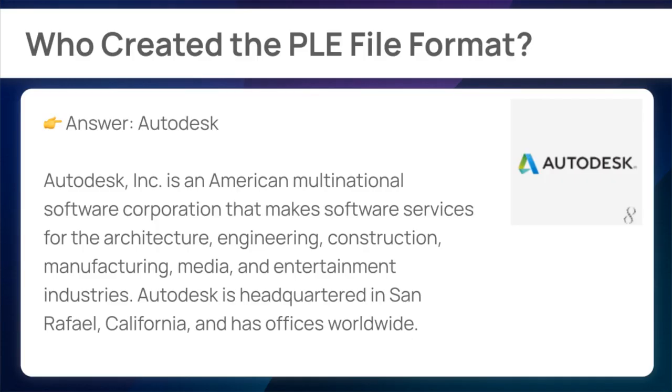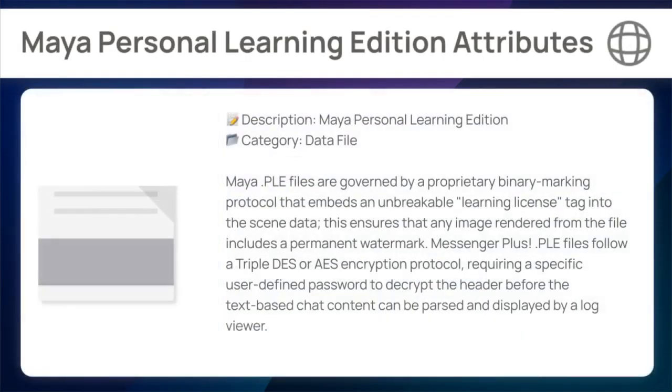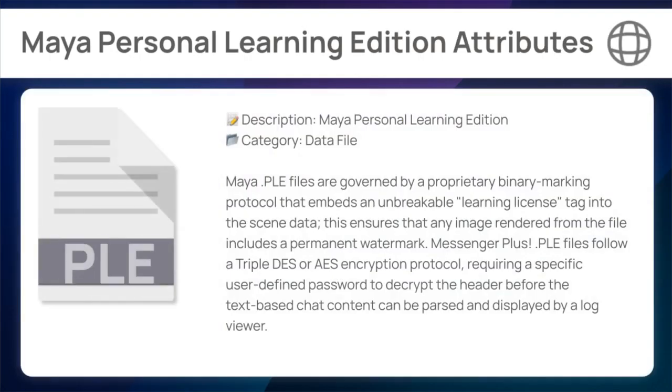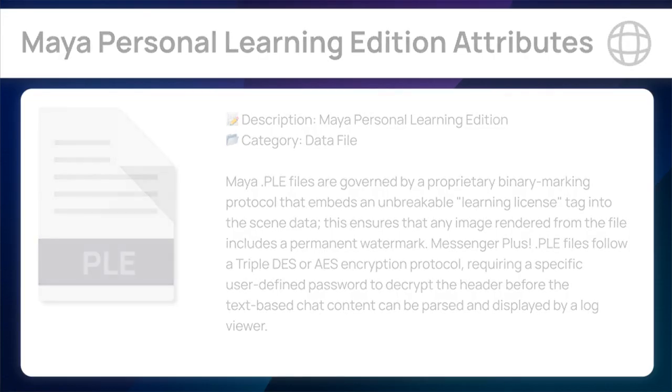Maya PLE files are governed by a proprietary binary marking protocol that embeds an unbreakable learning license tag into the scene data. This ensures that any image rendered from the file includes a permanent watermark. Messenger Plus PLE files follow a triple DES or AES encryption protocol, requiring a specific user-defined password to decrypt the header before the text-based chat content can be parsed and displayed by a log viewer.